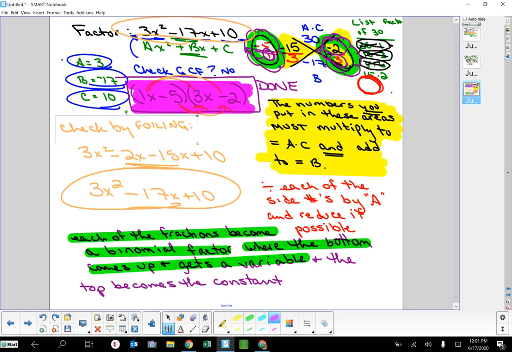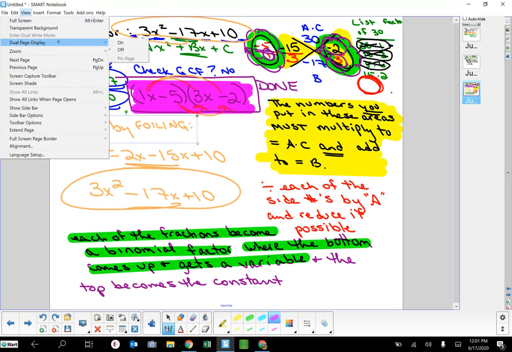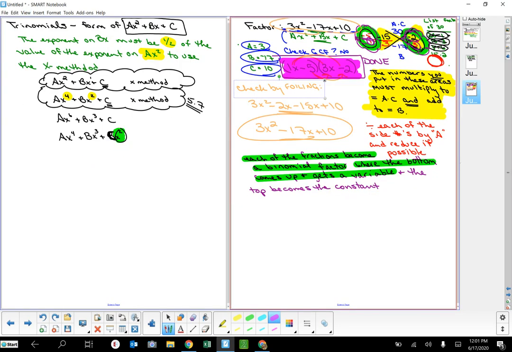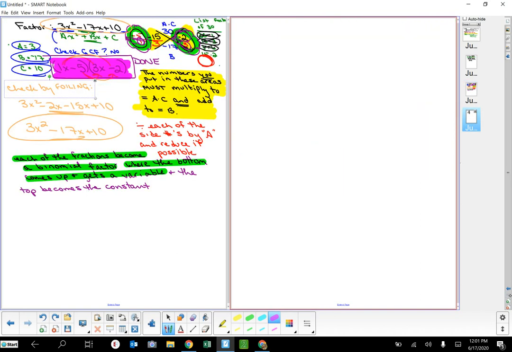The reason we do this is so eventually we can solve for x and find out what x equals in this problem. But this is the process. All right, so keep that handy. I'm going to go to a dual page display, and hopefully this won't get too confusing as we go.